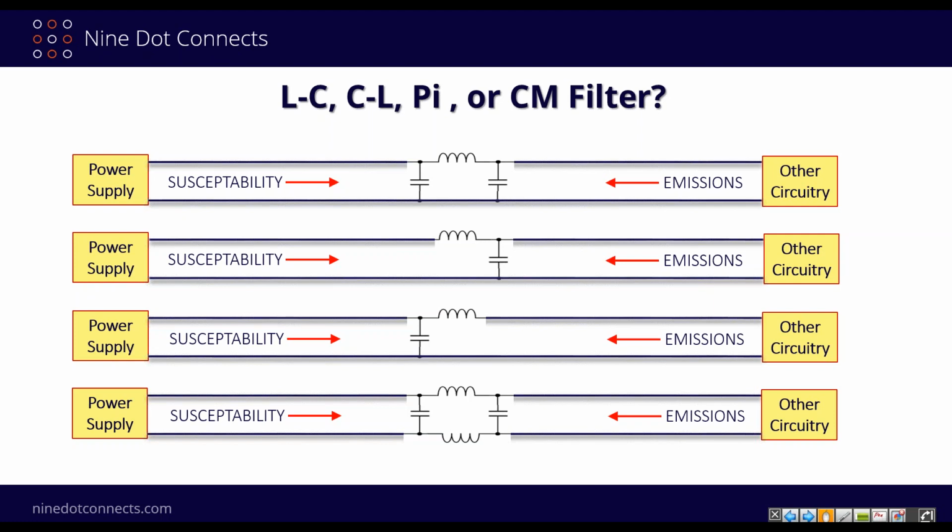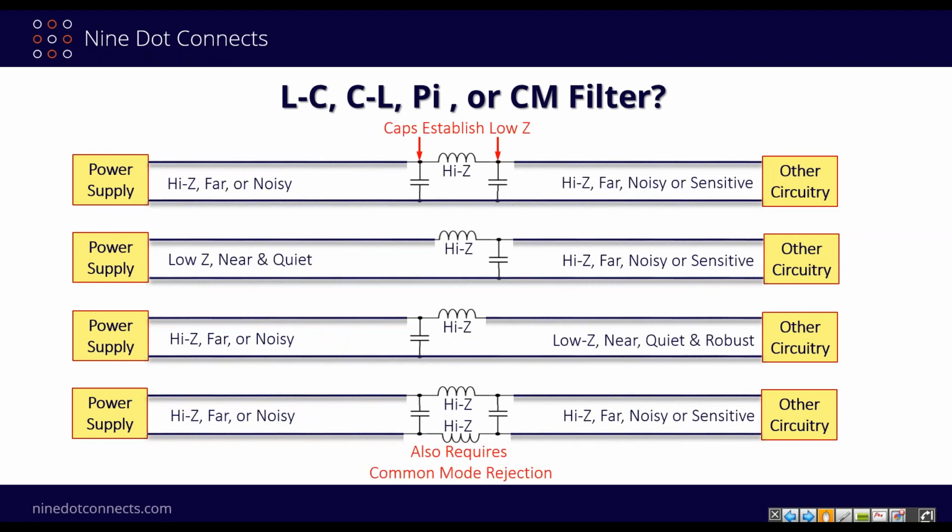That's emissions. So we have susceptibility one way and emissions the other. But you always ask yourself, okay, I put this inductor in there, but do I need 2 capacitors, or should the capacitor be on the front or the back, or what? So let's talk about that for a moment. What do the caps really do? Well, a cap establishes a low impedance for high frequencies. So why would you want to do that?